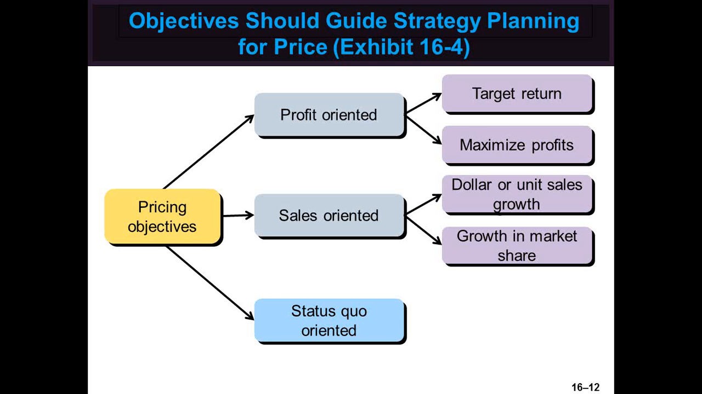For firms content with the way things are, two status quo objectives are often used. They might be termed "don't kick the pricing boat" objectives. Meeting competition stabilizes market prices because no firm benefits from raising or lowering prices. This objective is often used when the total market for the product is not growing.